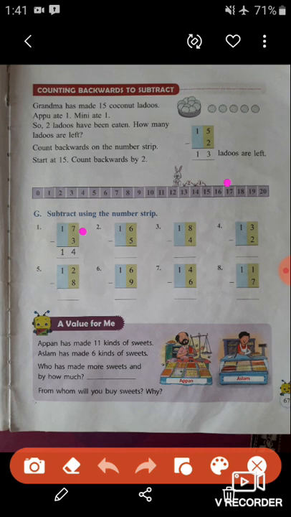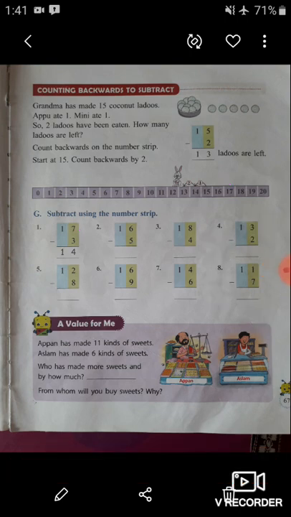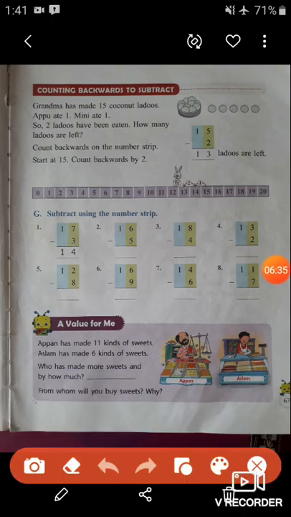1, 2 and 3. So students, when we count 3 backward, which number do we get? We get the number 14. So you have to show this sum like this in your notebook.